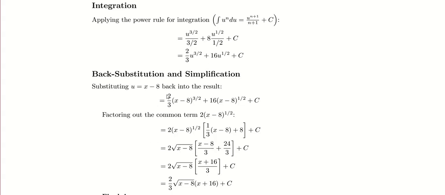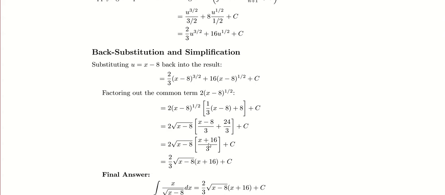2/3 and 16 have a factor of 2. And then x minus 8 to the 3/2 and x minus 8 to the 1/2. You look at the one that has a smaller exponent, which is x minus 8 to the 1/2 power. Factor that out. We're left with 1/3 times the quantity x minus 8 plus 8. You can get a common denominator of 3. Add these up. You have x plus 16 over 3 on the inside.